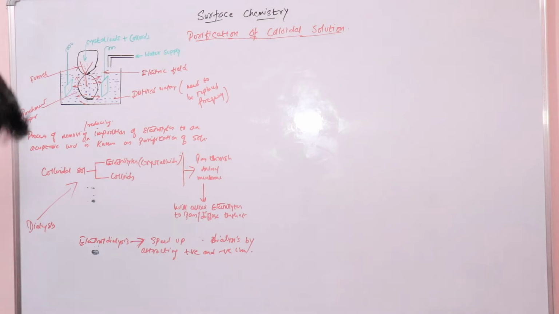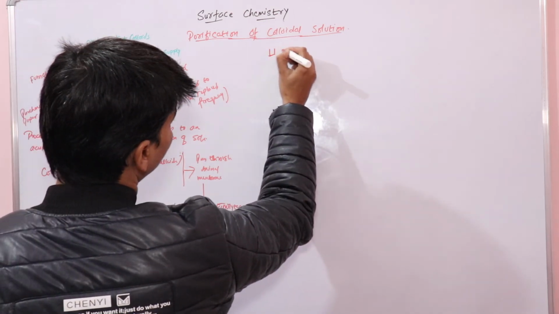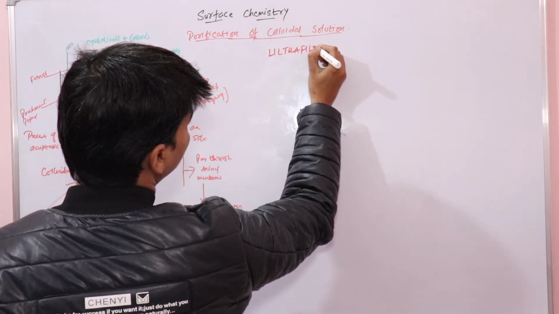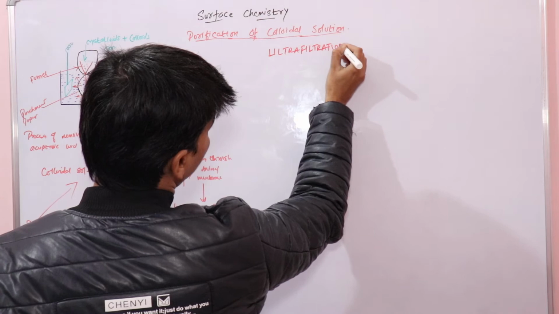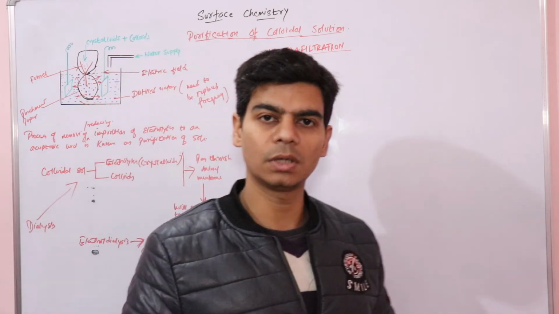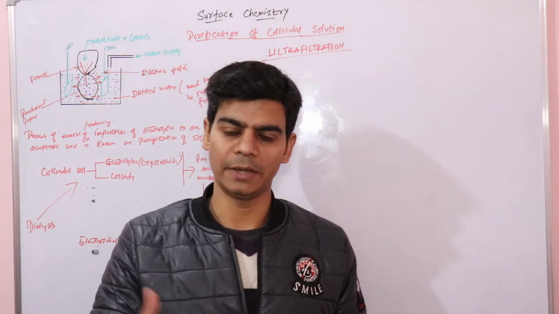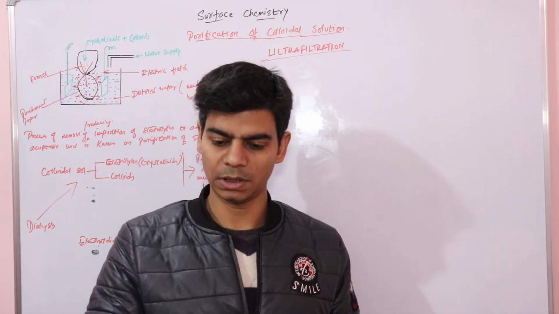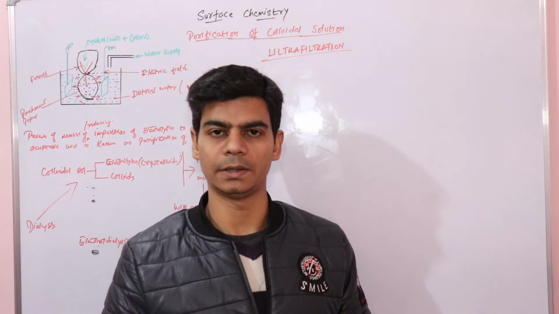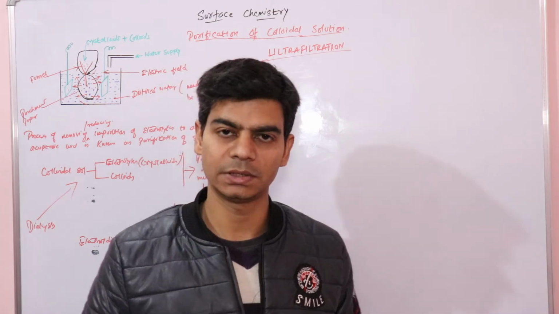Now there is a second method of purifying colloidal solution. The second process is called ultrafiltration. Filtration, right? We have been doing filtration since our small classes, and we know that if you filter a solution, the heavier particles will remain on the filter paper because they cannot pass through it, and the solution will come into the filtrate. If you understand the same thing, you can understand ultrafiltration easily.